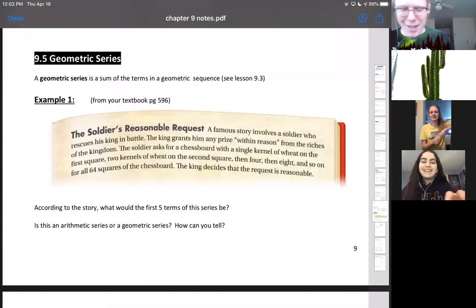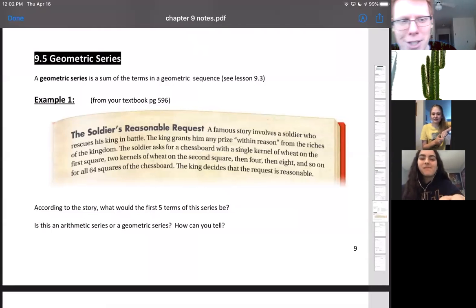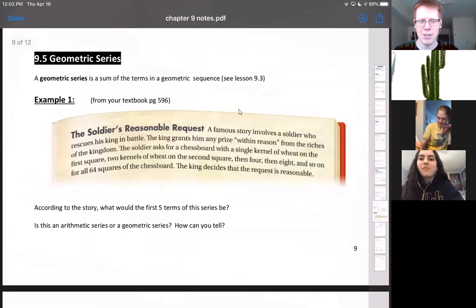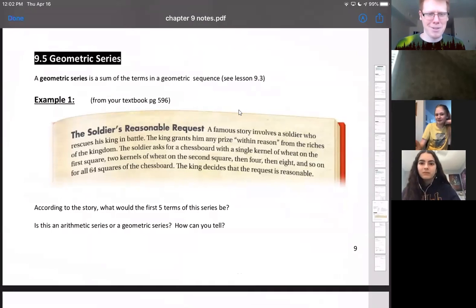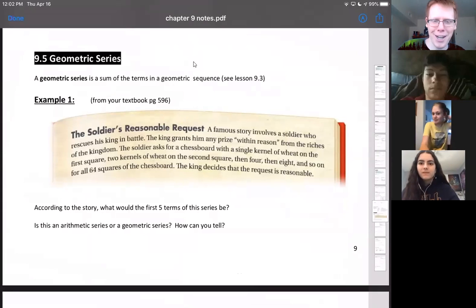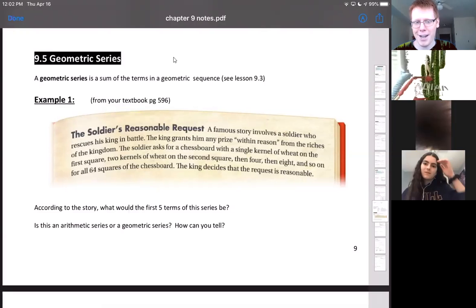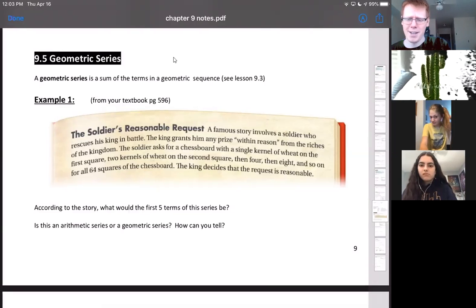So we're going to be looking at 9.5, the last section in this chapter. It's about geometric series. Similar to yesterday, or if you didn't get a chance to see that lesson yet, a series is a list of numbers that you're adding together. So we're looking at a geometric series, where the list of numbers we're adding together has a common ratio, something that's multiplied by.